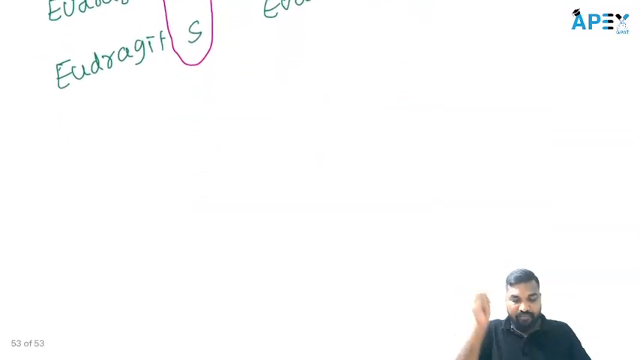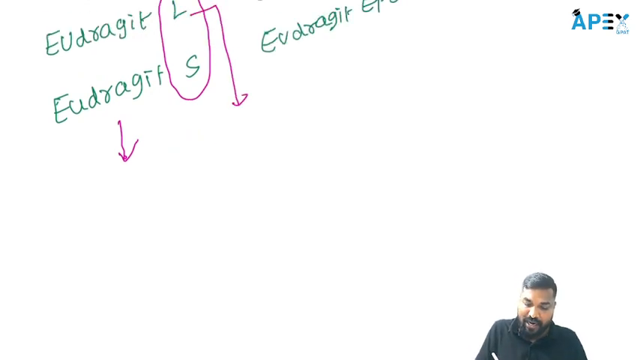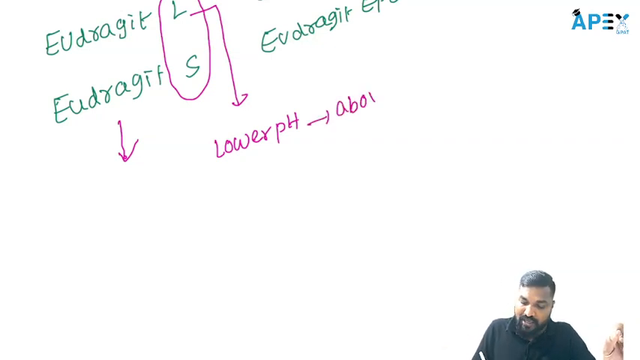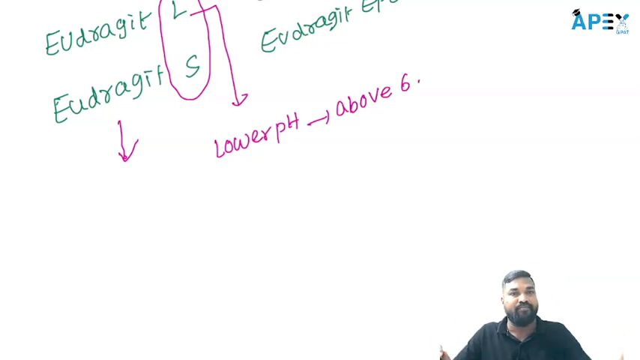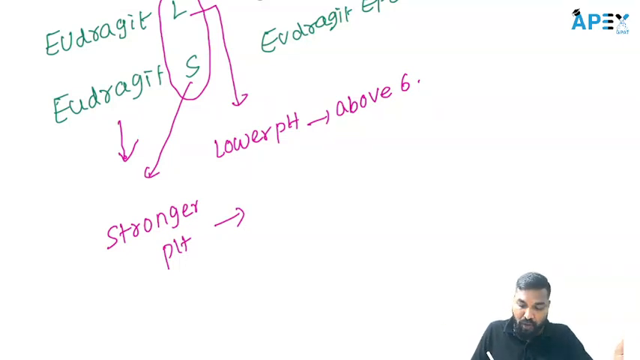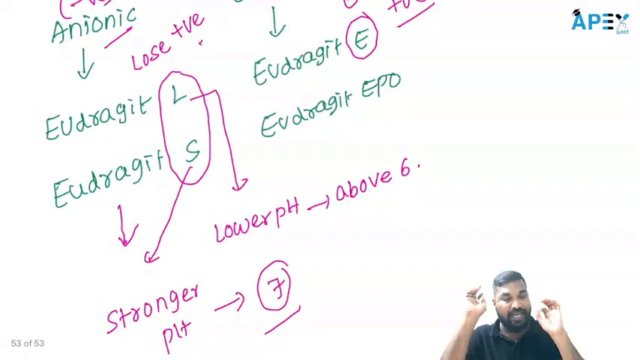The next thing, Eudragit L and S. L you can remember as lower pH. Lower pH means this polymer dissolves at pH above 6. And S means stronger pH, so this polymer dissolves at pH above 7. So this is what Eudragit L and S are.